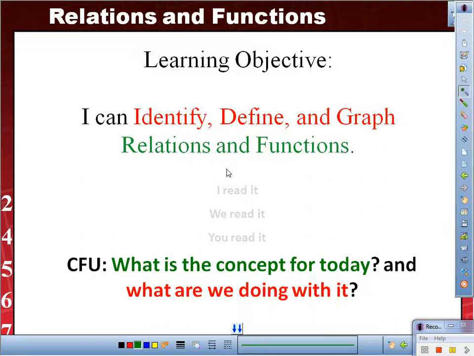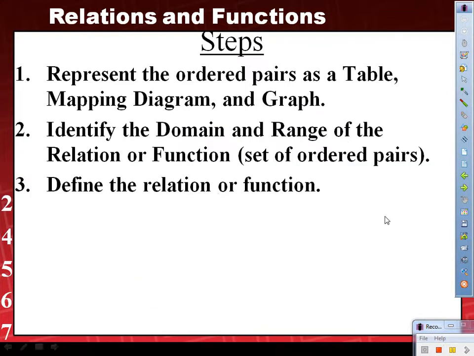But this one is a special concept that I want to address today before we move on. So we're doing three things: identifying, defining, and graphing. So let's look at the steps. You don't need a pair model, just the steps. Look up. Here are the steps.